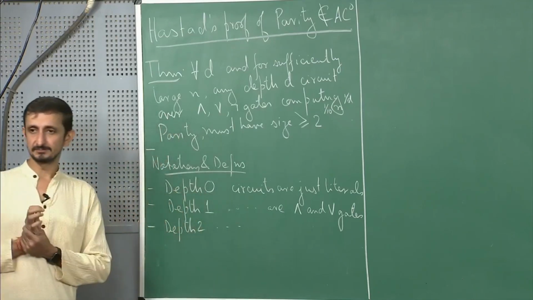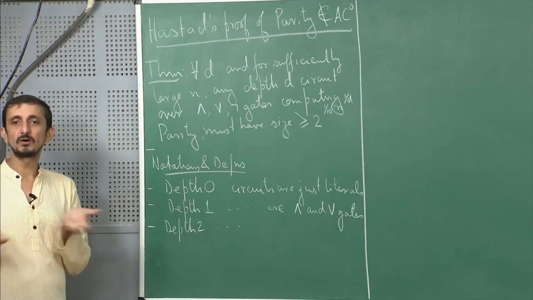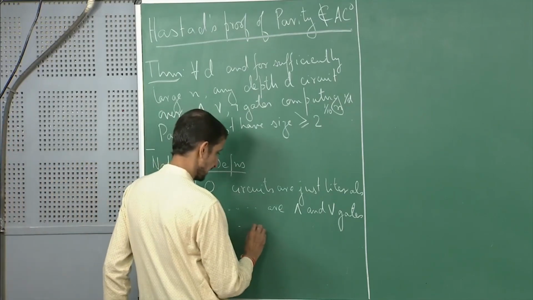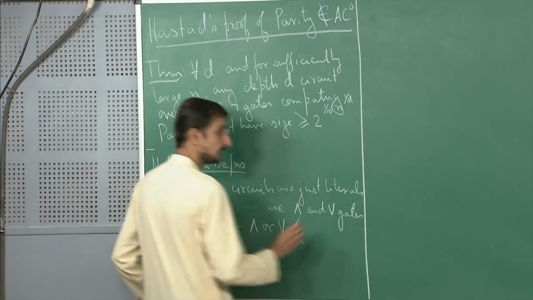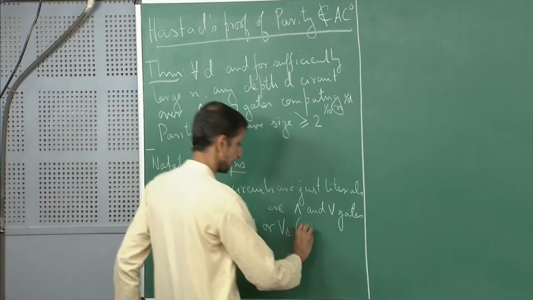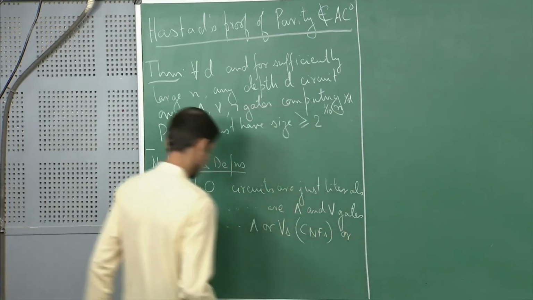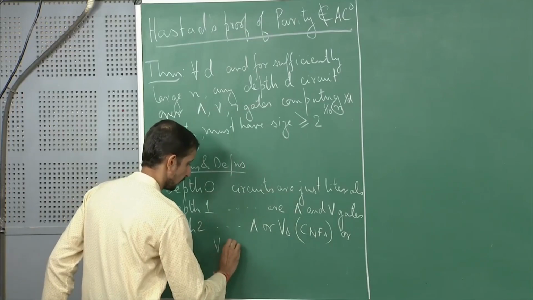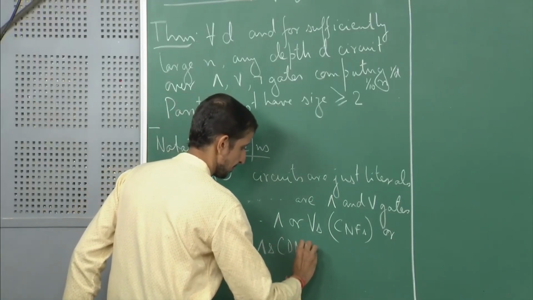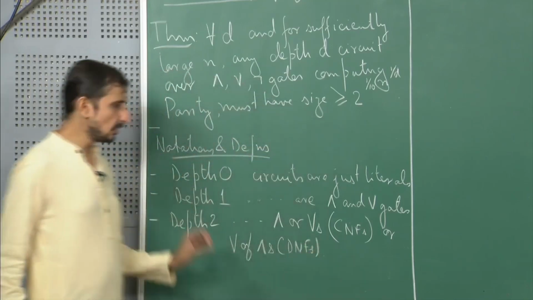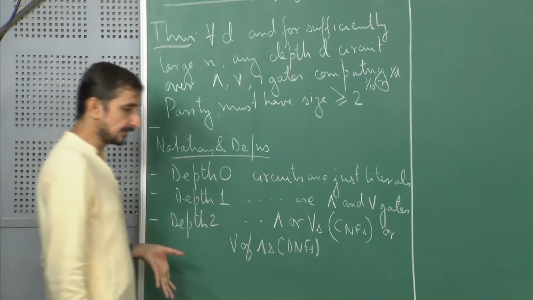What are depth 2 circuits? Depth 2 circuits are essentially either CNFs or DNFs. They are either AND of ORs, which means CNFs, or they can be OR of ANDs, which are DNFs.